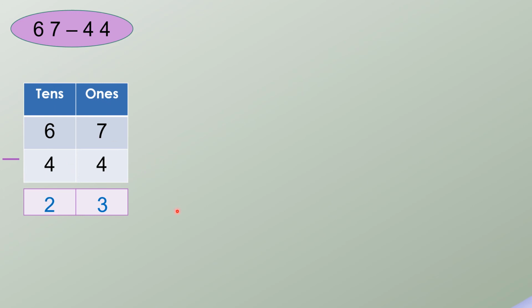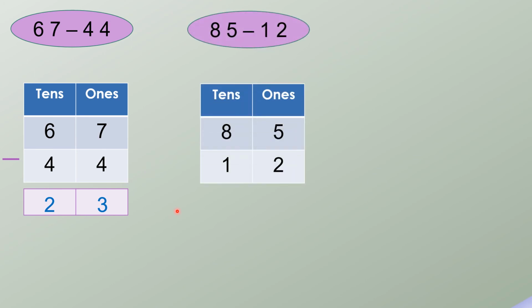So coming to the next one, 85 minus 12. Let's put the question in the table. 85 minus 12. 8 in the tens, 5 in the ones, and 1 in the tens, and 2 in the ones. Now we have to subtract, as we have seen the subtraction sign over here. We'll write the subtraction sign next to the table. And coming to ones, always start subtracting from the ones. Don't forget that. 5 minus 2.